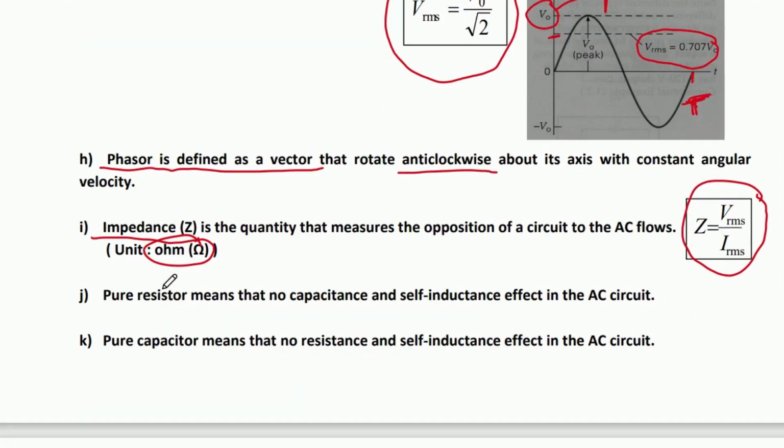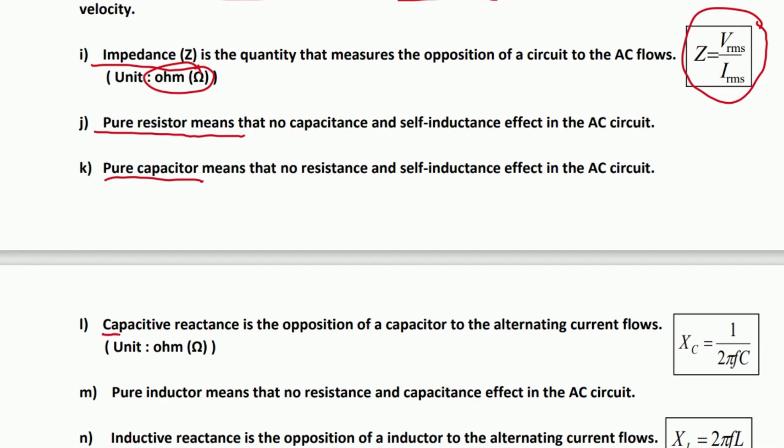Then we have the pure resistor. Pure resistor means that there is no capacitance and self-inductance effect in the AC circuit, so a circuit that contains resistor only is called a pure resistor. Pure capacitor means that there is no resistance and self-inductance effect in the AC circuit, so a circuit that contains only a capacitor is a pure capacitor.